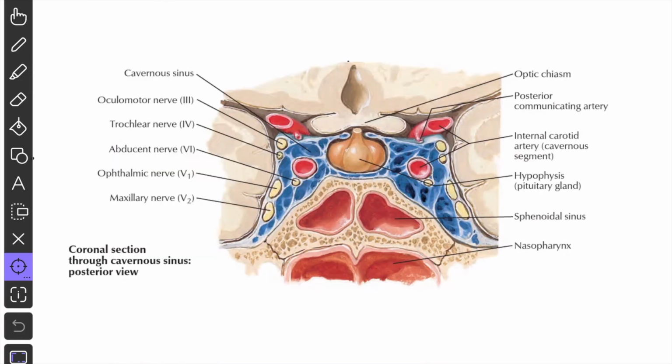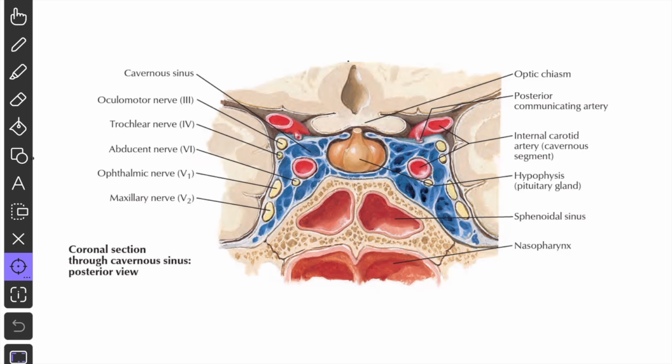So the structures passing through the sinus are the internal carotid artery surrounded by the sympathetic plexus and the veins, and the sixth cranial nerve inferolateral to the internal carotid artery. The sixth cranial nerve is the abducent nerve.